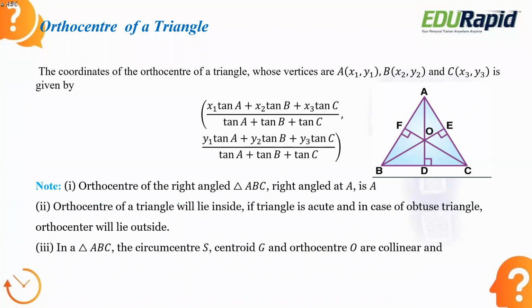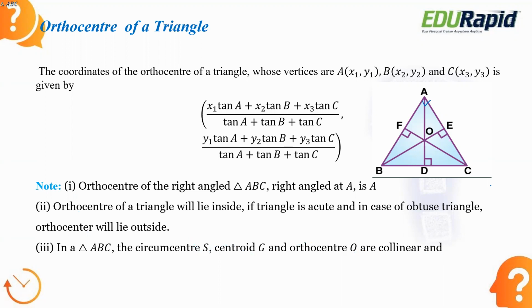Okay. So the orthocenter of a right angled triangle, right angled at A, is at A. Because if you consider a right angled triangle, it will always be right angled at A. The orthocenter of a triangle will lie inside if the triangle is acute, and it will lie outside if it is obtuse.